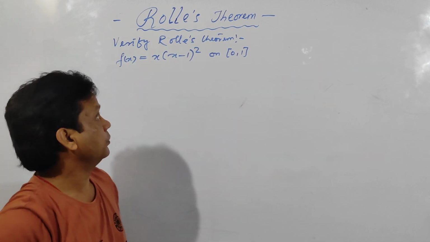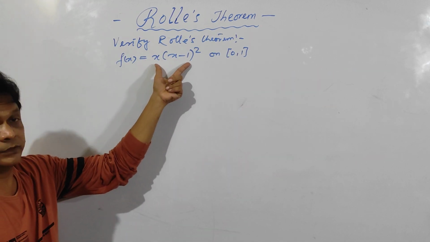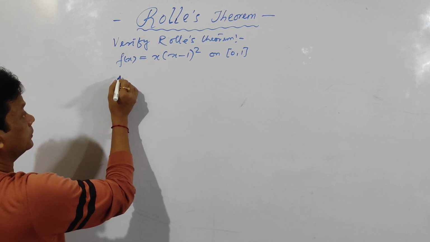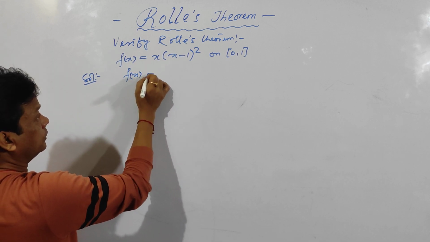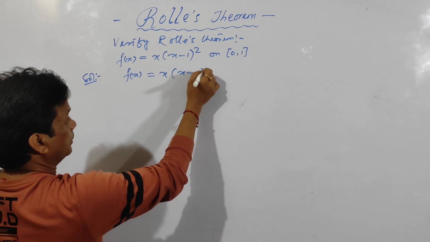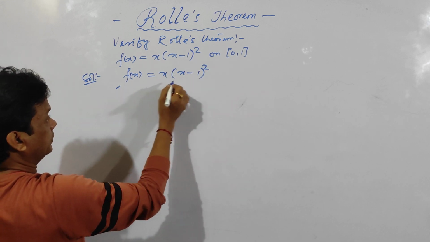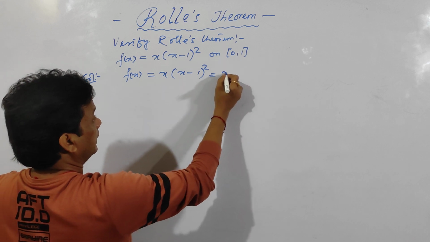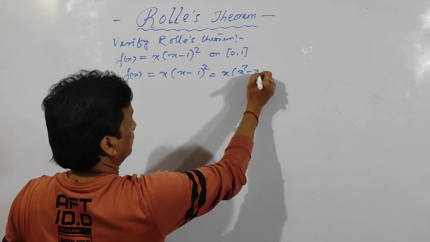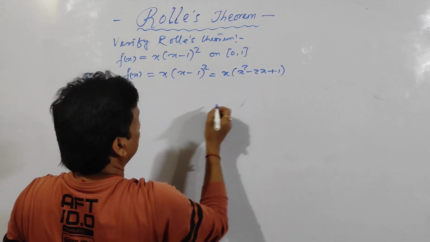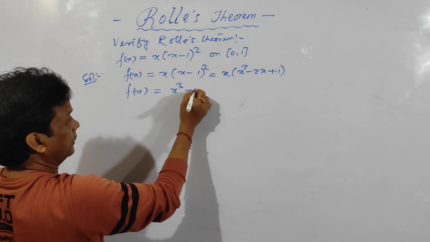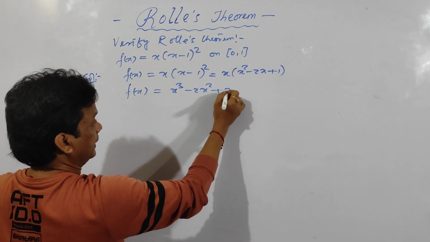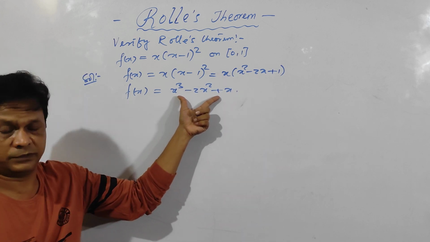See here, another example. And this is an algebraic function. Here f of x is equal to x into x minus 1 whole square. So let us expand. x into x square minus 2x plus 1. Then f of x is equal to x cube minus 2x square plus x. Now it becomes a polynomial function.